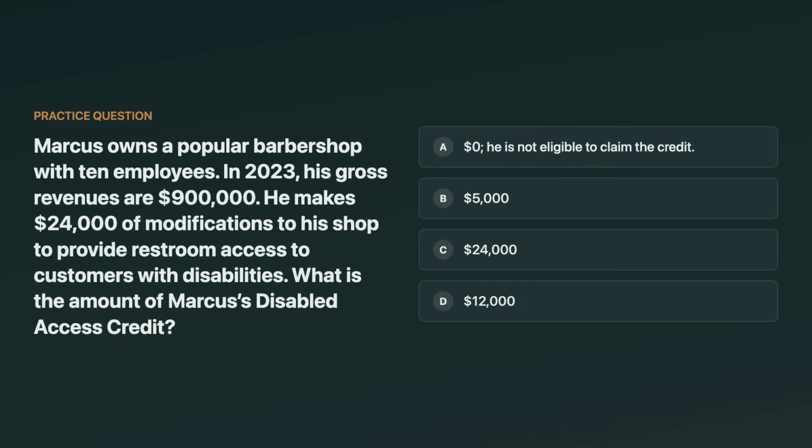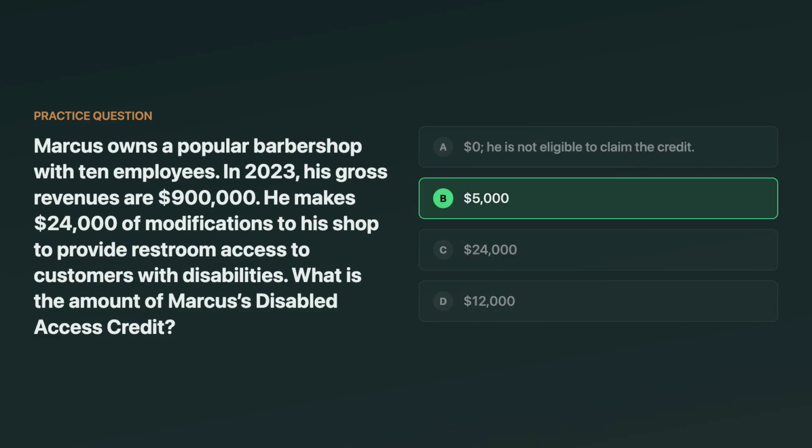Marcus owns a barbershop with 10 employees. In 2023, his gross revenues are $900,000. He spends $24,000 modifying the shop to provide restroom access to customers with disabilities. What is the amount of Marcus's disabled access credit? The choices include not eligible, $5,000, $24,000, or $12,000. Think about it.